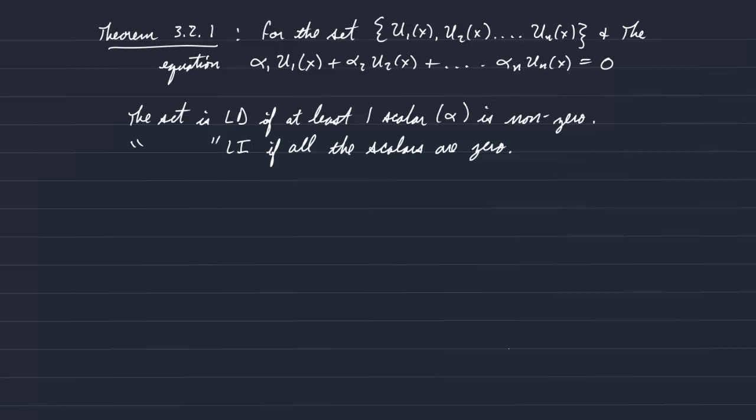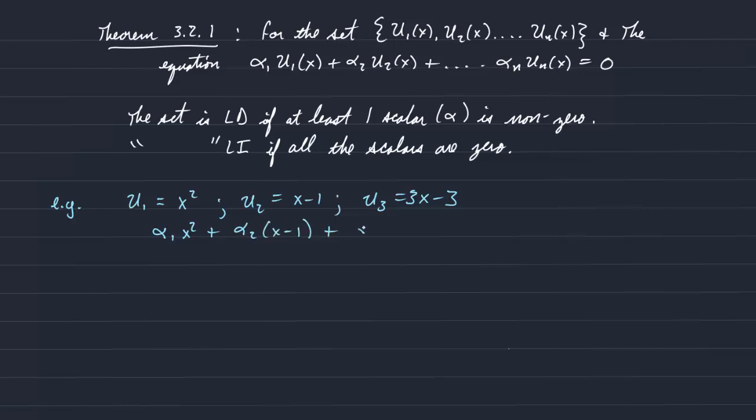So let's look at an example. Say u1 is equal to x squared, u2 is equal to x minus 1, and u3 is equal to 3x minus 3. This is our set of 3 functions. We have to ask whether alpha 1 times u1, which is x squared, plus alpha 2 times u2, plus alpha 3 times u3, which is 3x minus 3, is equal to 0.